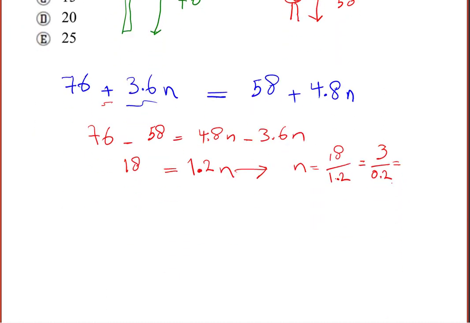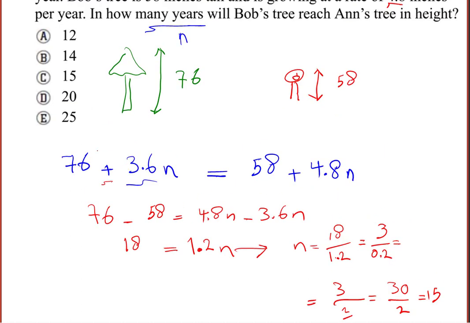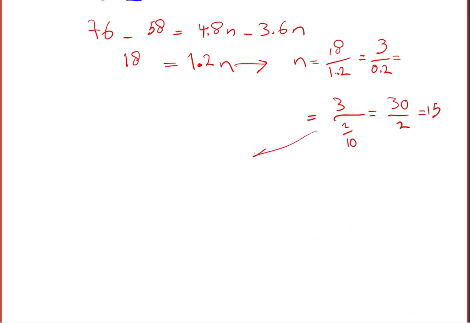Let me write it for those who don't know. This is 3 and 2 on 10. So 10 can go up. So it's 30 divided by 2, which is 15. So n is 15. Which one is our solution? It's C.